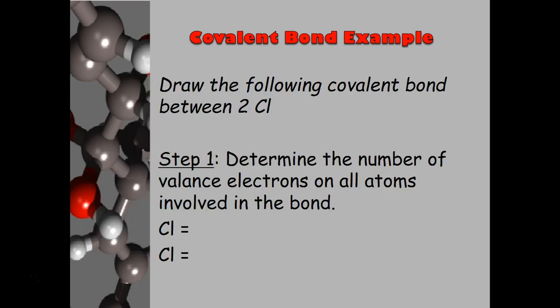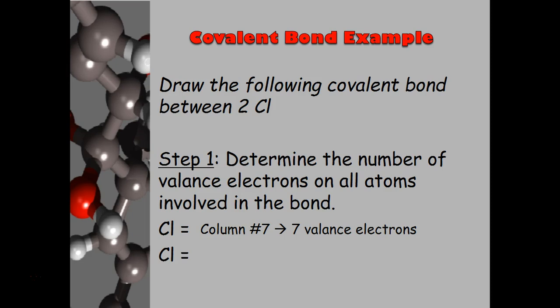So you've got some examples just like we did with the ionic bonding. We're going to go through and do some with covalent. So I'll walk you through a few, and then I'll let you do some practice on your own. So if we take a covalent bond and we're looking at 2 chlorine atoms, this would actually be a diatomic molecule.